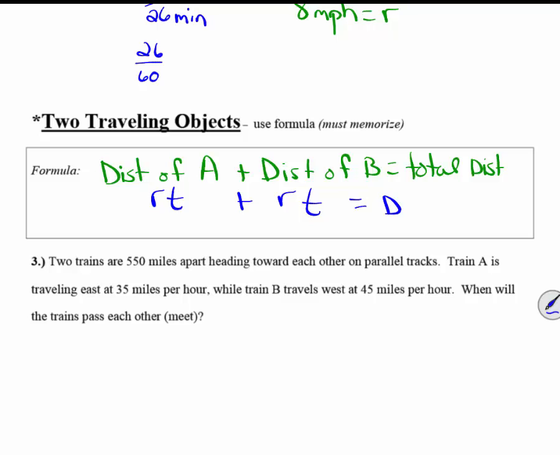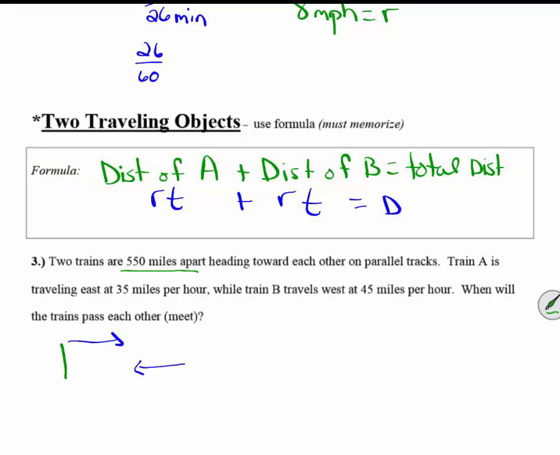So two trains are 550 miles apart, heading toward each other on parallel tracks. Train A is traveling east at 35 miles per hour. Train B is traveling west at 45 miles per hour. So you basically have one coming this way, one coming this way, and we want to know how long it is going to take them, right? So we also know how far apart they are, though.